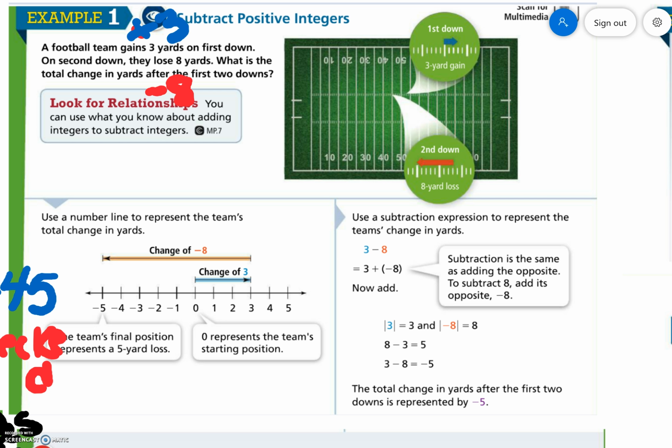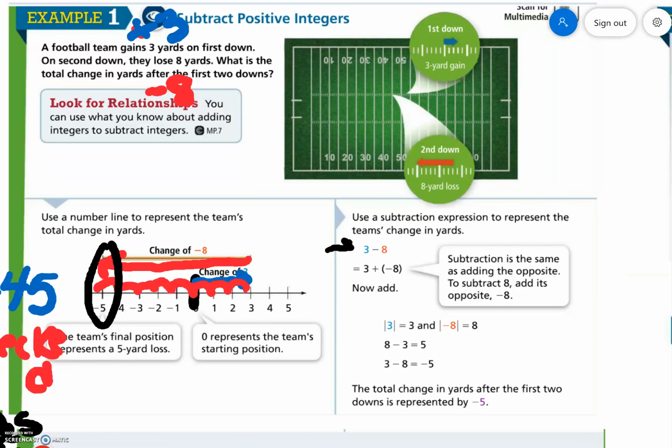So you can use what you know about adding integers in order to subtract integers. So we start here at 0. First down, we add 3. So we're going positive direction to 3. But then on the second down, from that 3, we go back 8. So going back 1, 2, 3, 4, 5, 6, 7, 8. Anyways, we get to negative 5. So that means that the total change in yards after the first 2 downs is represented by negative 5.